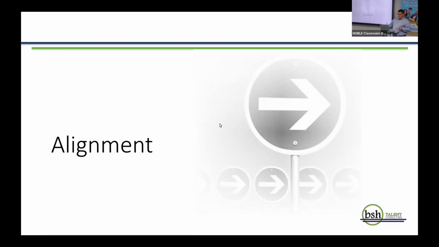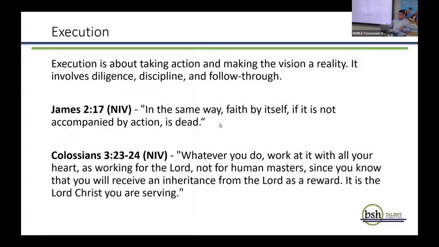The final area we're going to look at is alignment. And here we have this scripture. I'll read them since we don't have them up here. The first one is James 2:17: In the same way, faith by itself, if it is not accompanied by action, is dead. So that's God encouraging us to take action. We have a vision, but we have to make it happen through our actions.